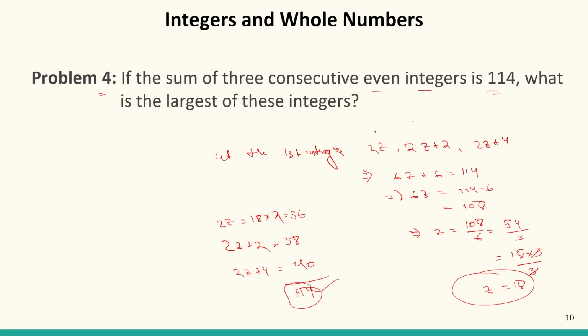Okay. So the first number is 36. The second continuous even number will be 38, and the next one will be 40. Okay, and summing these up, we are left with 114. So let's go forward and see the step-by-step solution.